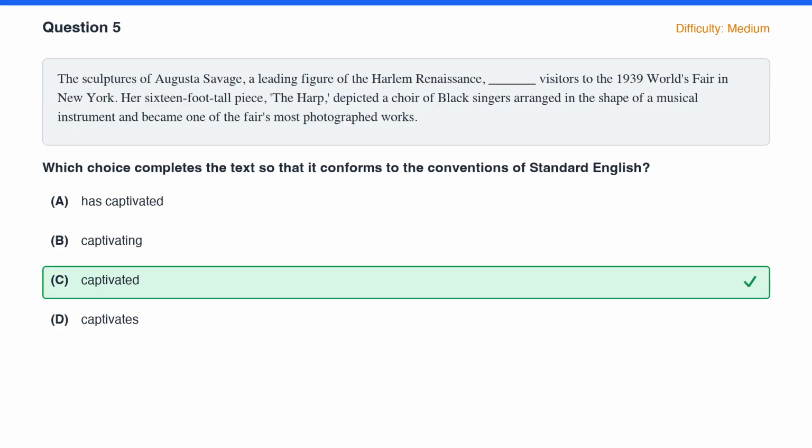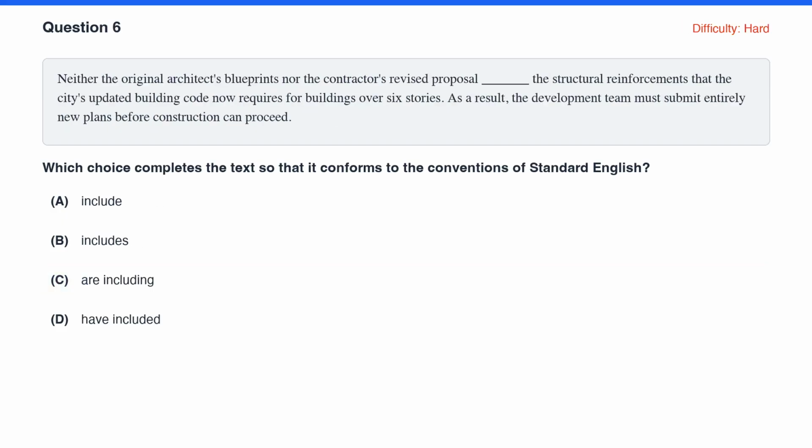If you can get these right, you're ready for test day. This one tests a special agreement rule. Neither the original architect's blueprints nor the contractor's revised proposal. With neither/nor, the verb agrees with the noun closest to it. The closer noun is proposal, singular, so we need a singular verb. A says include. Plural, this would match blueprints, but blueprints is farther from the verb. Wrong noun.